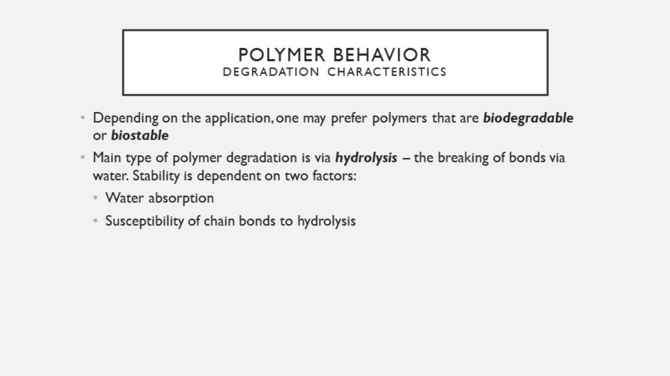Now, the main type of polymer degradation occurs via hydrolysis, which is the breaking of bonds via water. The stability of that is dependent on two factors. The first being water absorption, or how readily water can interact and get to the polymer. And the second is the susceptibility of those various chain bonds to hydrolysis. Both of these stability factors can influence various polymers in different ways.